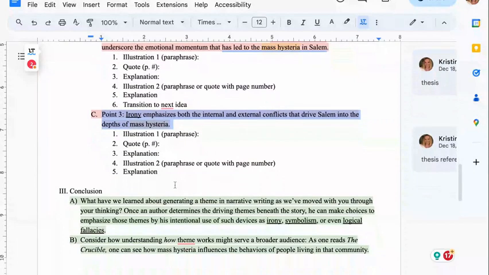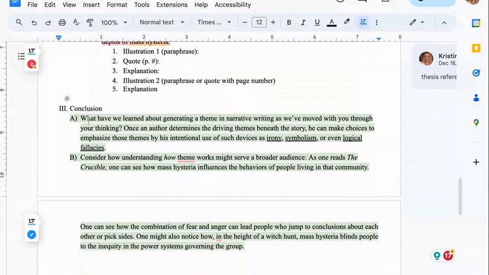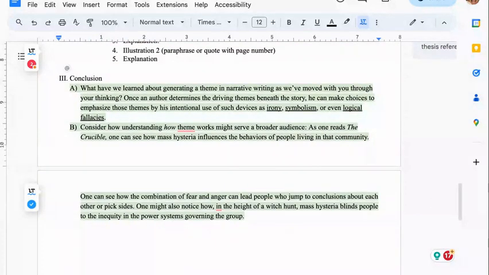original text documents. When you get down to the conclusion, you don't have to have this exactly worked out, but what I want you to do is do what I did. Use some questions and pretend you're answering them as specifically as you can. Use these questions as a guide to come up with some ingredients that eventually you can turn into a conclusion paragraph. So the first question you're going to ask yourself is, what have we learned about generating a theme in narrative writing as we've moved with you through your thinking? So basically what you're trying to do is, how does an author develop the theme? What did I learn about that question?